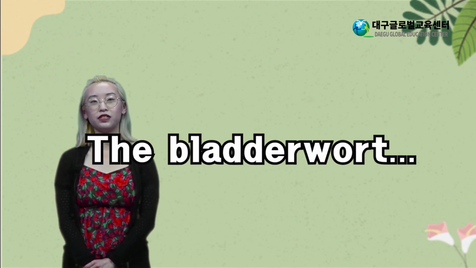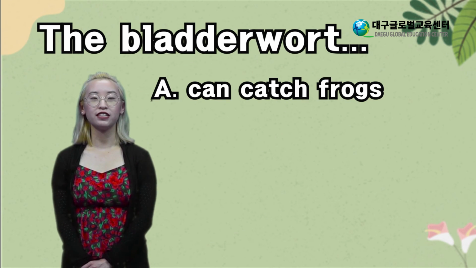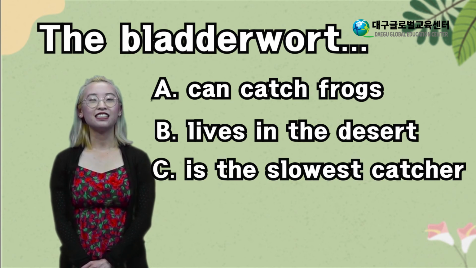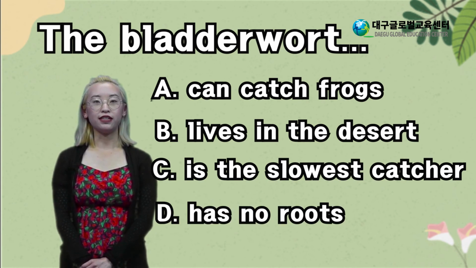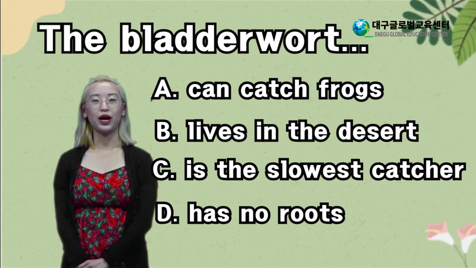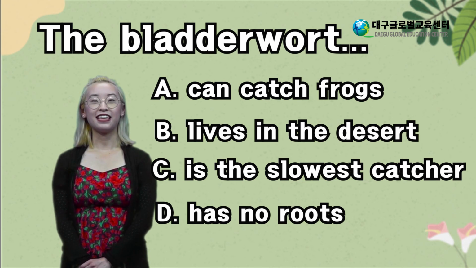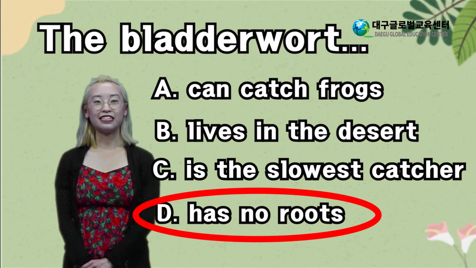Good job! Next, the bladderwort. A. Can catch frogs. B. Lives in the desert. C. Is the slowest catcher. Or D. Has no roots. You have 10 seconds. The answer is D. Has no roots.